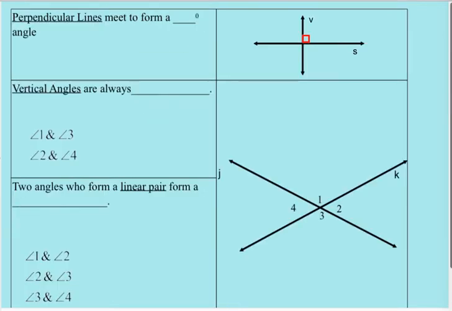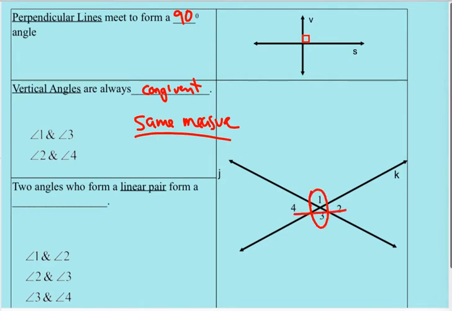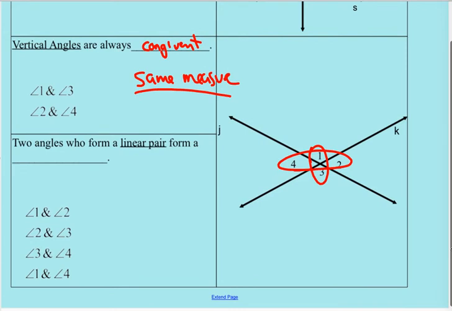Now, perpendicular lines. Perpendicular lines form a 90-degree angle, or right angle. Vertical angles are always going to be congruent. Congruent means same measure. So 1 and 3 are vertical, 2 and 4 are vertical. You've got to remember this. This shows up a lot. Vertical angles are always going to be congruent to each other.